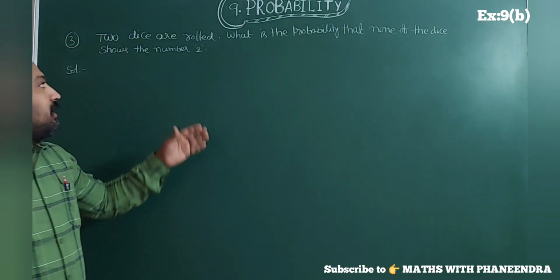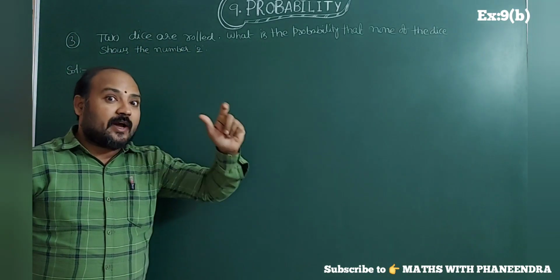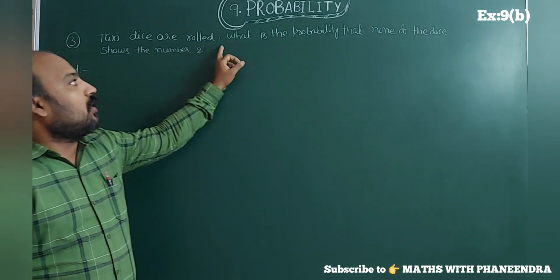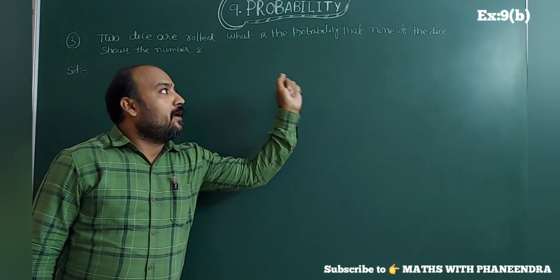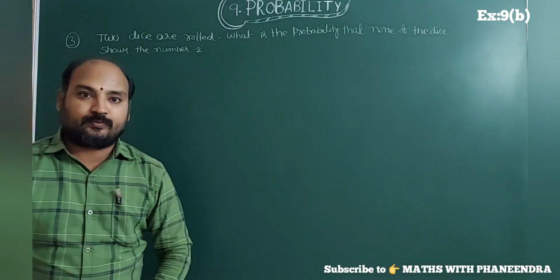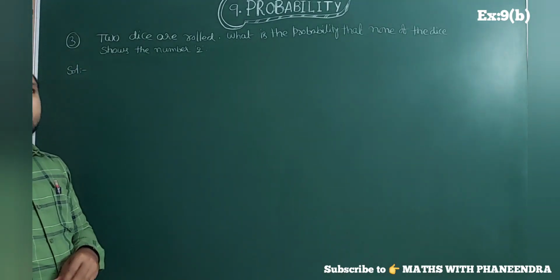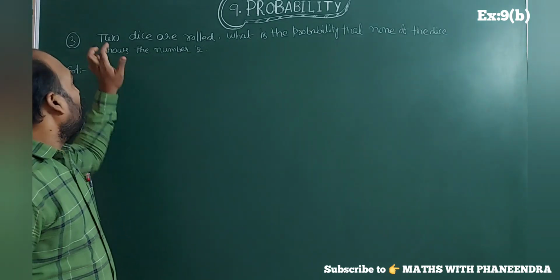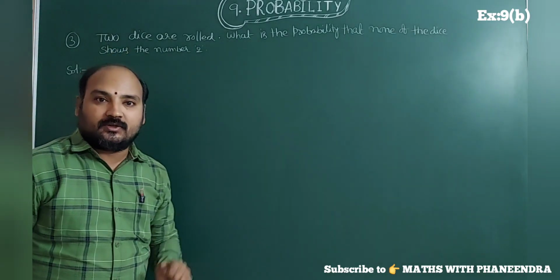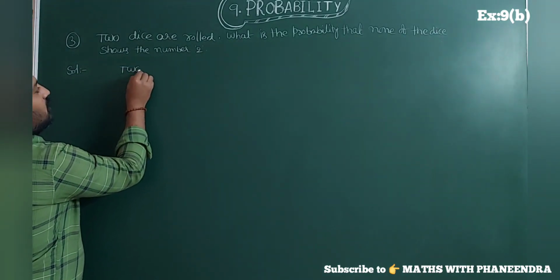Next, question number 3. Two dice are rolled. What is the probability that none of the dice shows the number 2? So first of all, n of S, what is the sample space when two dice are rolled? Two dice are rolled.